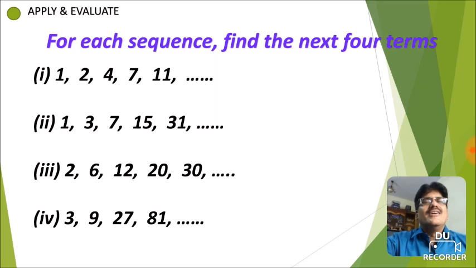Apply and evaluate. Students, for each of the following sequences, find the next 4 terms. See properly. In the first example, 1, 2, 4, 7, 11 and so on. In the second example, 1, 3, 7, 15, 31 and so on. In the third example, 2, 6, 12, 20, 30 and so on. In the fourth example, 3, 9, 27, 81 and so on.